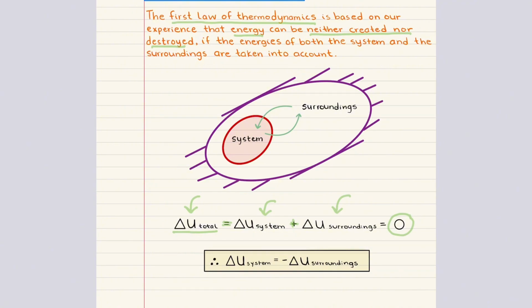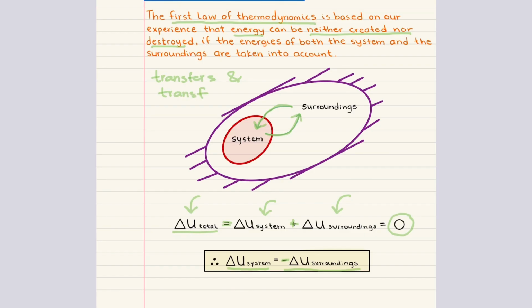From this, we can rearrange to say that the change in the system's internal energy is exactly the negative of the change in the surroundings' internal energy. So if the system loses energy, the surroundings gain exactly the same amount and vice versa. So energy is never lost.